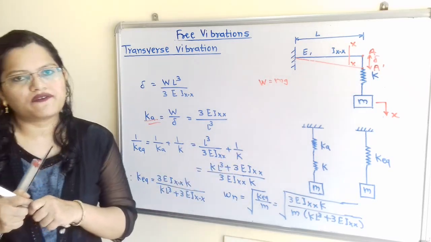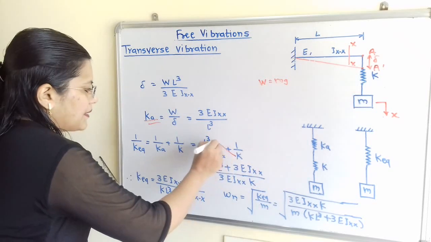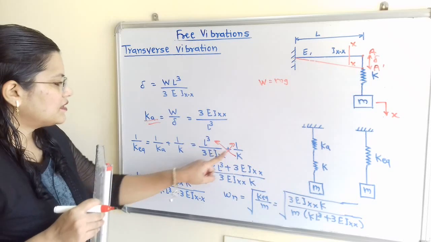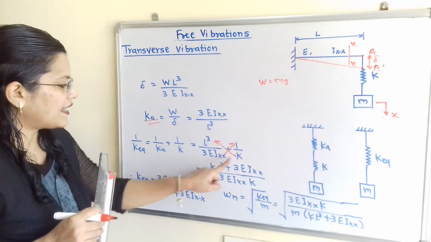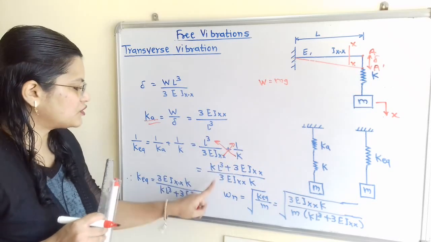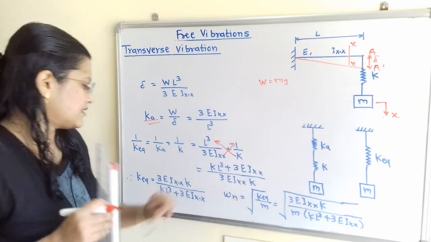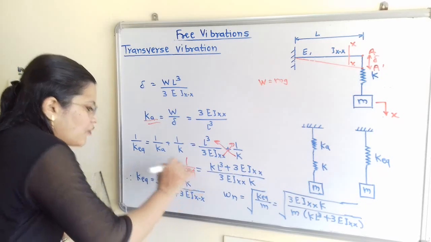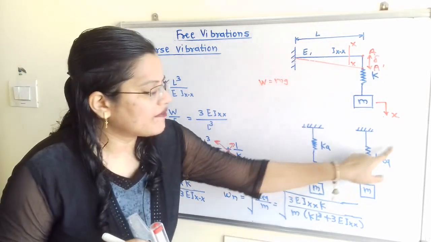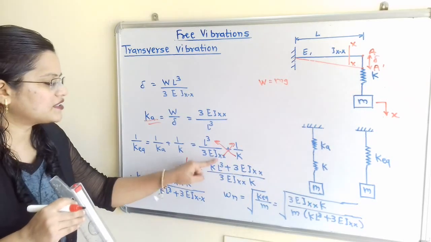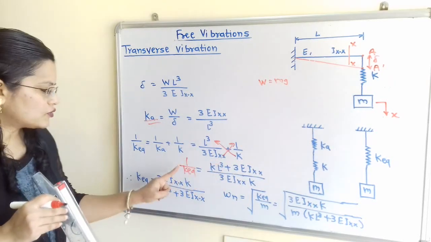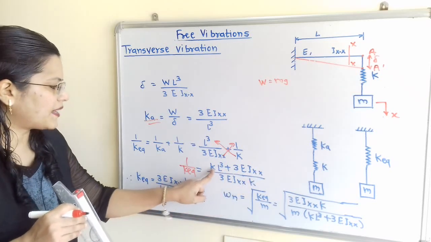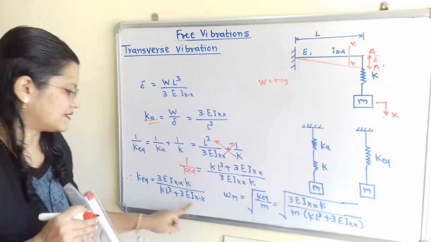Now again we will simplify this. We cross multiply, then we get KL cube plus 1 into 3EIxx, divided by the combined denominator 3EIxxK. So this is the value of 1 by K equivalent. Now we require K equivalent, so again we take the reciprocal on both sides. K equivalent is equal to 3EIxxK divided by KL cube plus 3EIxx.